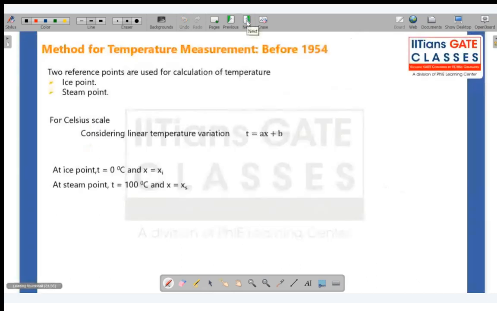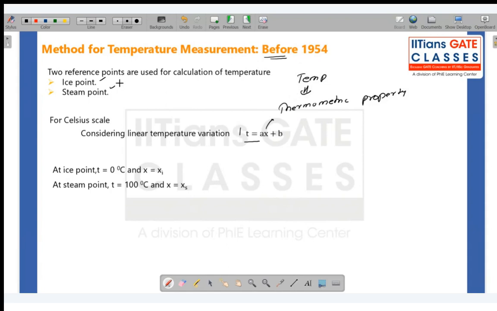So the first method that we used was before 1954, and it was based on two reference points, ice point and steam point. And we took a linear relationship. What is X? Thermometric property. I have just told you that the temperature depends on this property. Now how does it depend? We took a linear relationship. Now I have fixed 2 points. I had water, and I fixed ice point as 0 degree Celsius and steam point at 100 degrees. It was my choice. If I was someone else, I could take it as anything. But Celsius chose 0 degree Celsius and 100 degree Celsius. At the ice point the property is Xi, and here the property is Xs, which is steam.